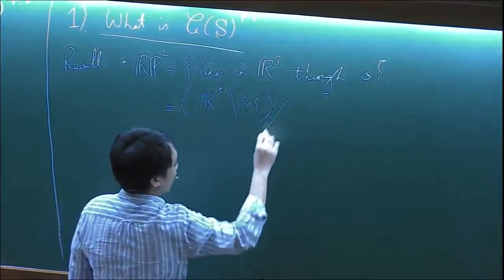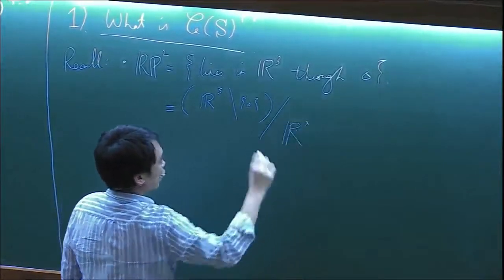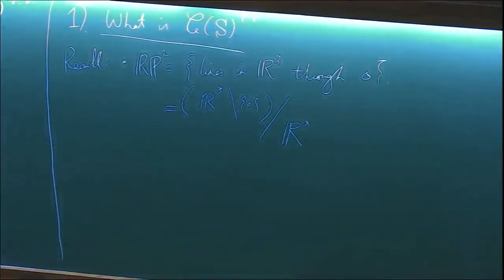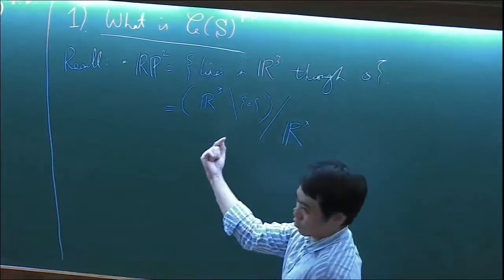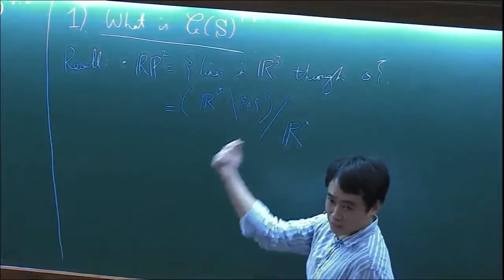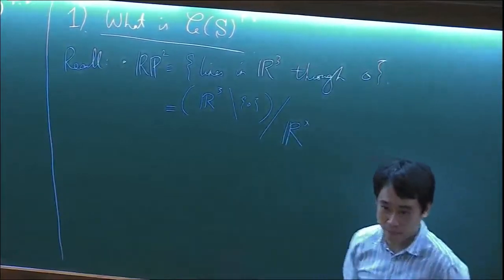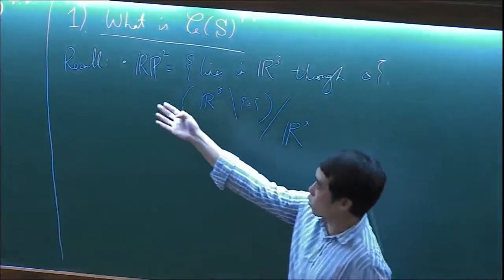Consider up to scaling. So I quotient out by the multiplicative group of R. It's because every line in R3, you can choose any vector in there, and the projective class of that vector gives you that line. So this also tells you how to put the topology on RP2.